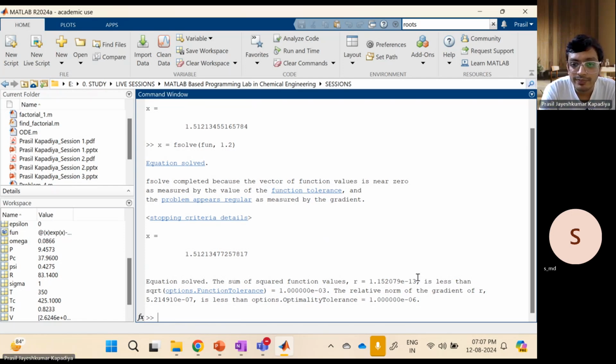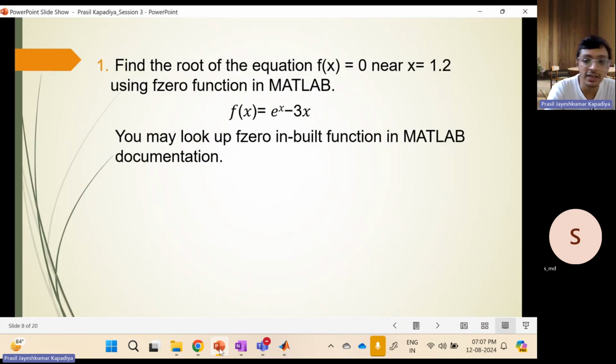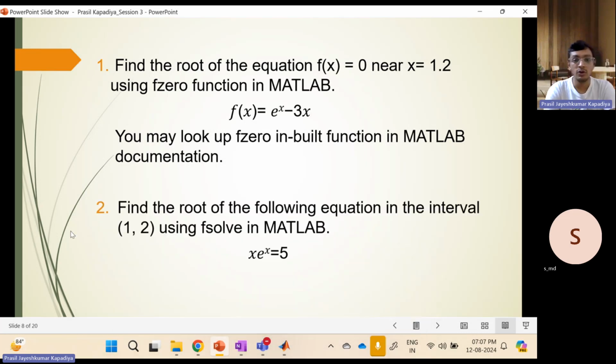Okay, we can't use the roots command because roots is only used for solving polynomial kind of equations, like x cube, x square. This is not a polynomial, this is a transcendental equation. So this we can't solve using the roots command. Okay, let's go with another problem.